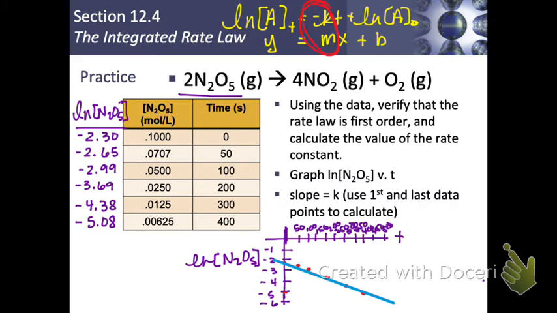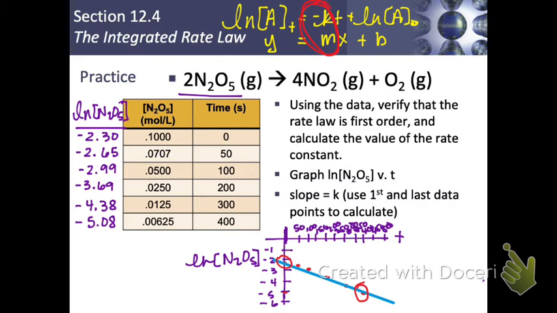Now here's the important part, and your book points this out, and the video pointed it out as well: this line of best fit, for sure, has to go through the first and the last point. The other points might not fall exactly on that line. So when you calculate slope, you need to find the slope based on the data from the last point and the first point. How do you calculate slope of a straight line? Rise over run. Change in y over change in x. So that's all we're going to do here.